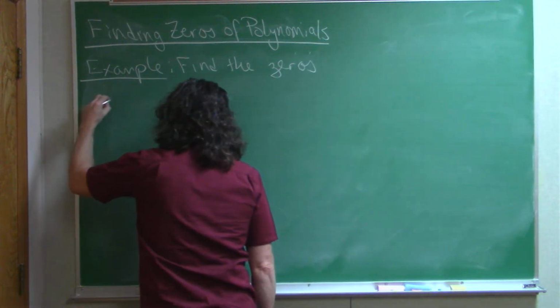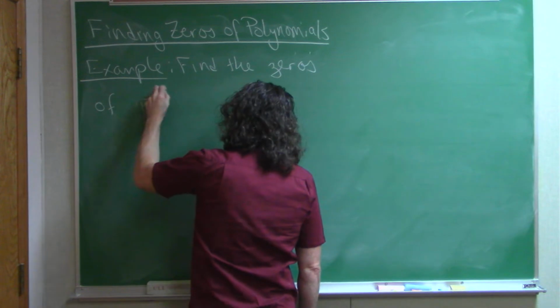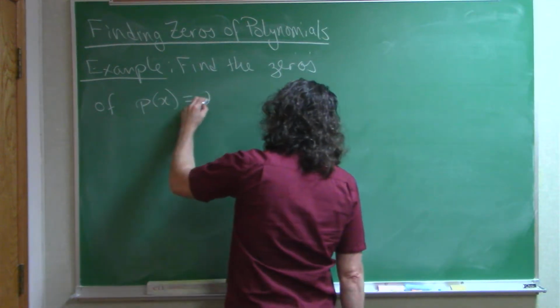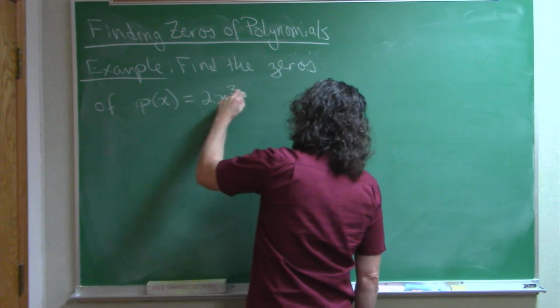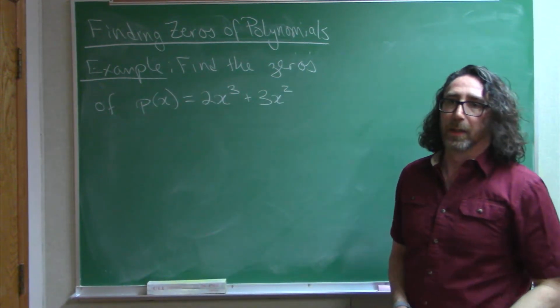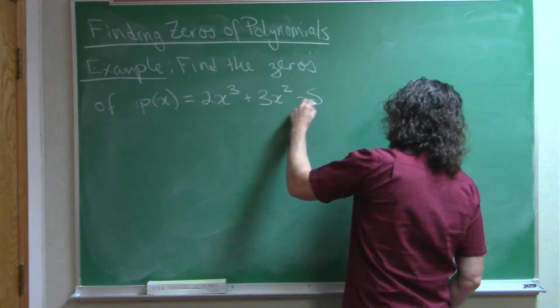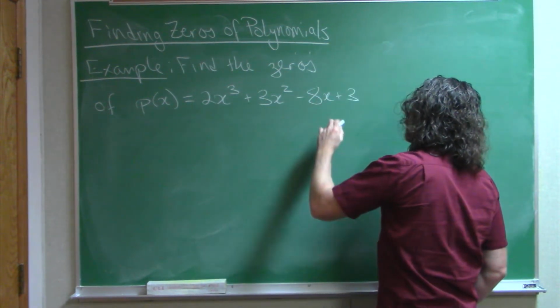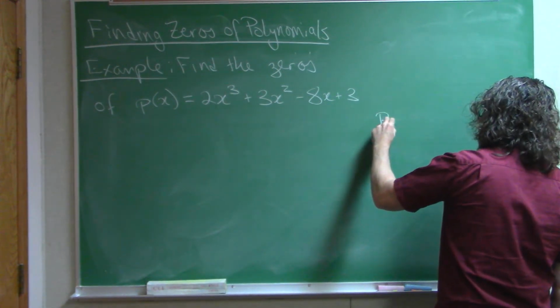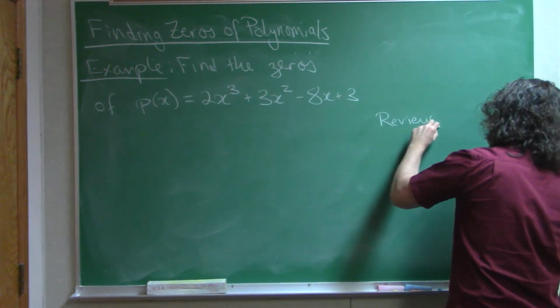Find the zeros of this polynomial. P of x equals 2x cubed plus 3x squared minus 8x plus 3. I'm going to do a little review example here.